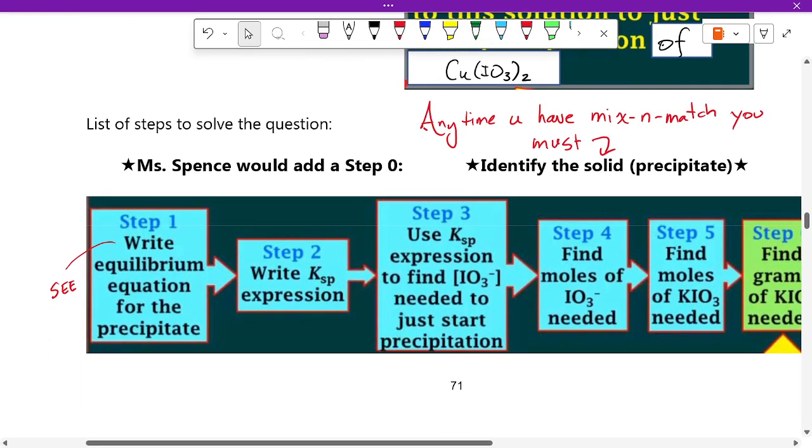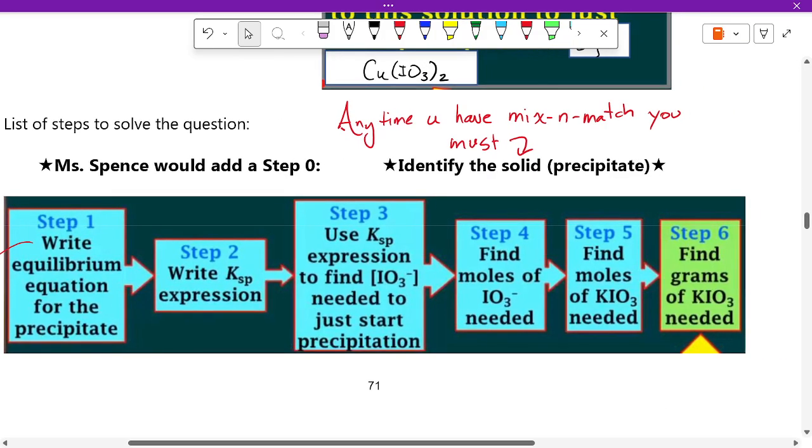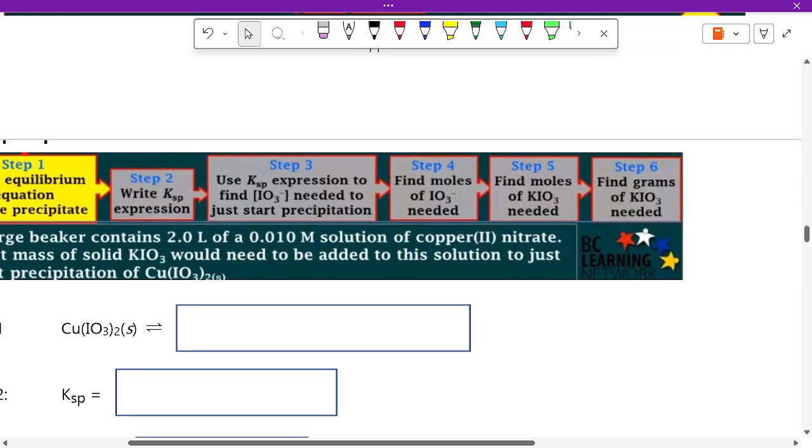So we're going to use the KSP expression to find IO3 concentration. From there, you can find moles of IO3. From there, you can find moles of KIO3. And from there, you can find grams of KIO3. So basically, you're doing KSP stuff up to step 3, and after that, it's just moles and stoichiometry. Okay, so let's try this.